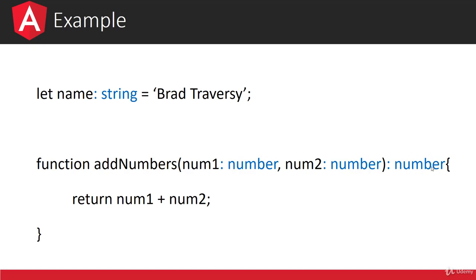Okay, now this right here is a type for the function return. So whatever is returned from add numbers has to be a number. And obviously if we return num1 plus num2, which are both numbers, we're going to get a number back. So this would be completely valid. This kind of makes our code more robust and less prone to errors.